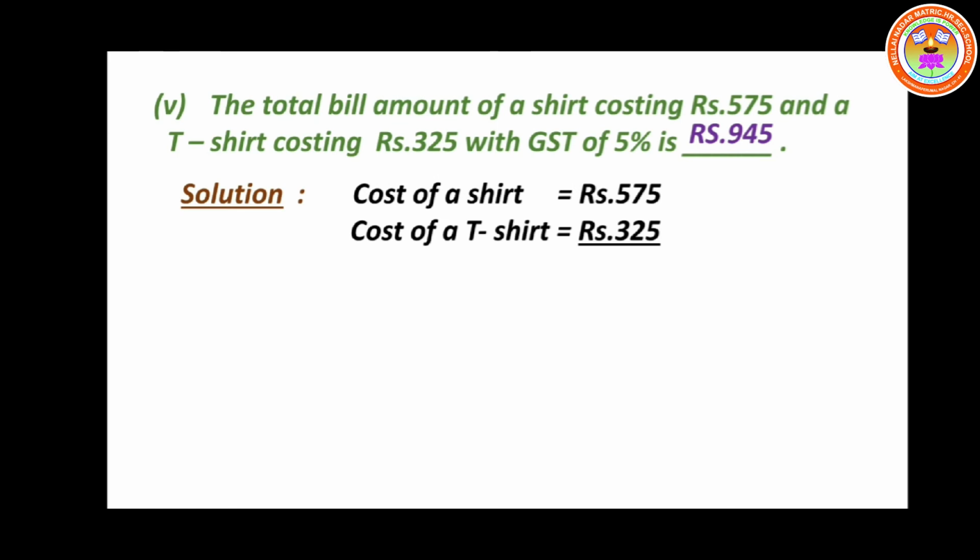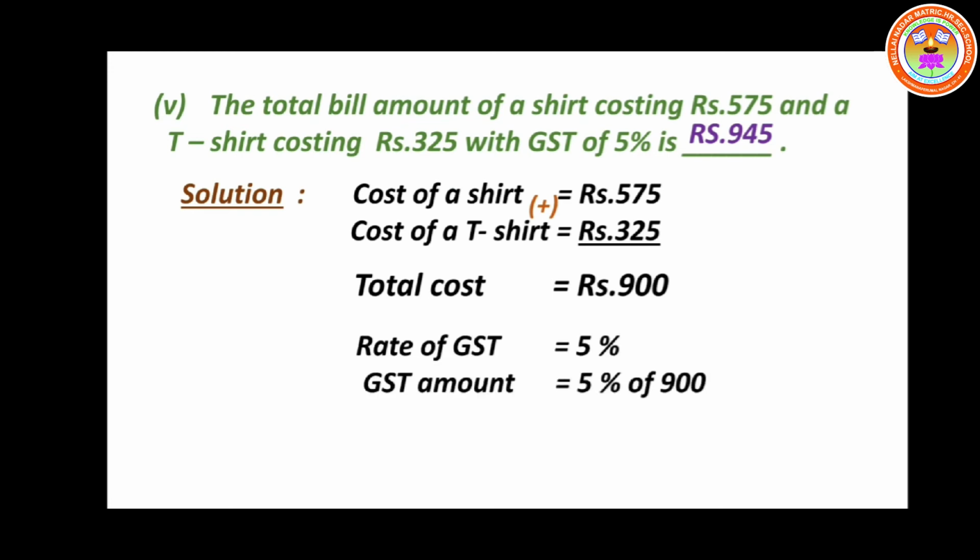Solution: cost of a shirt equal to 575 and cost of t-shirt equal to rupees 325. Let us add both. So then only you'll be getting the total cost. So when you add both, your total cost is rupees 900. Now what is the GST amount? 5% they are given. So GST amount, what you have to find? 5% of rupees 900. So 5 divided by 100 into 900. Just cancel two zeros. So 5 nines are, you will be getting 45. Okay, 5 nines are rupees 45.